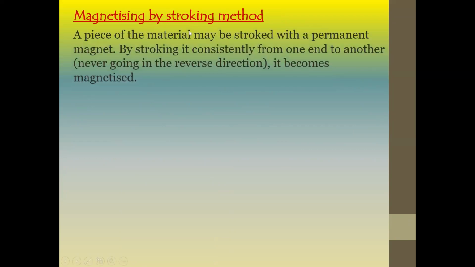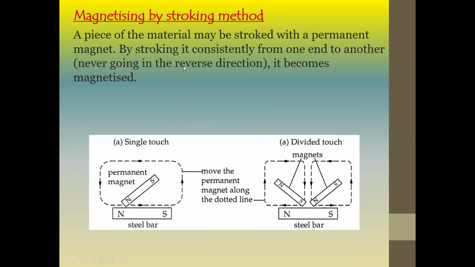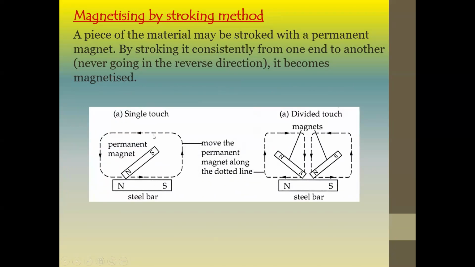The second method is known as stroking. Stroking means hitting or rubbing basically with a magnet. The material will behave like a magnet. You can also use this technique. So what we do, for example, this material originally was not a magnet.